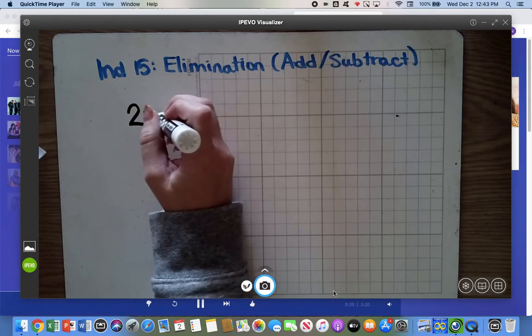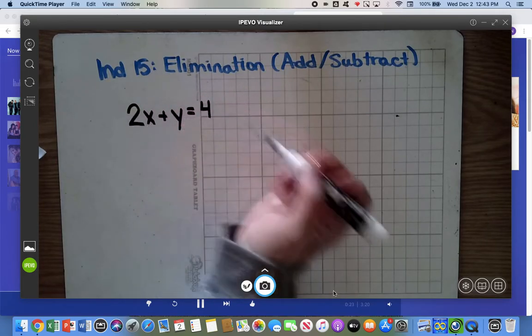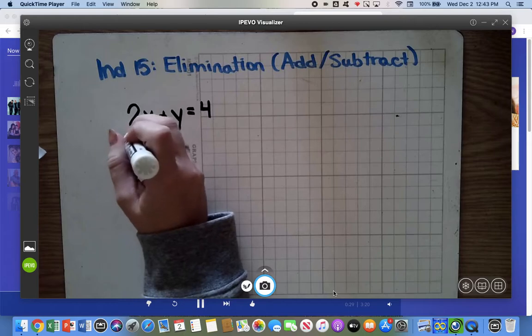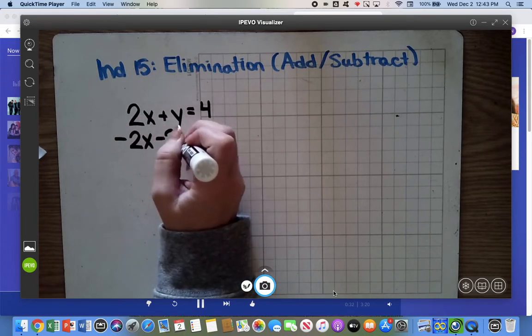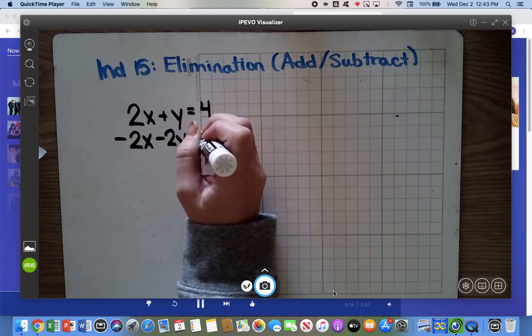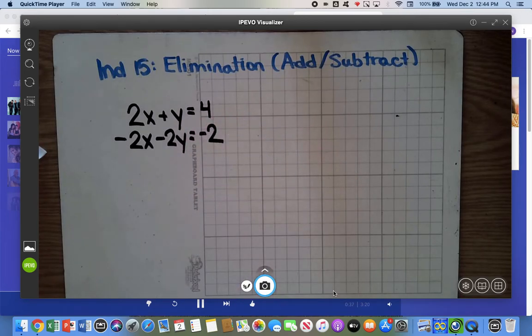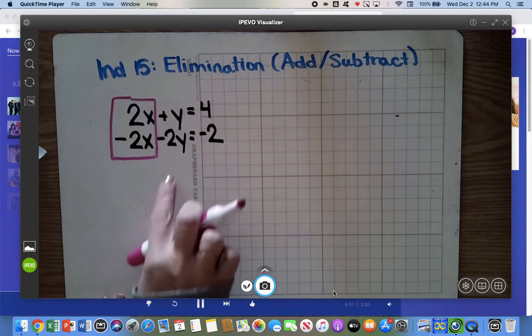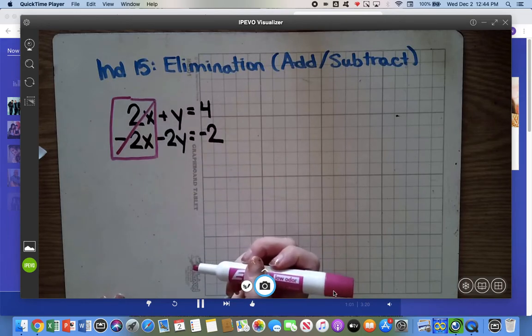2x plus y equals 4, and negative 2x minus 2y equals negative 2. So if we look at our coefficients, if we wanted to combine, we want to find one that equals 0. So we have a positive 2 and a negative 2 here. This does equal 0. So that eliminates. A positive and a negative cancel each other out.